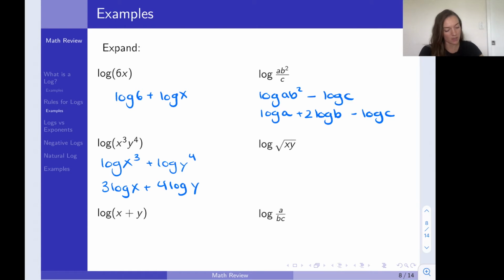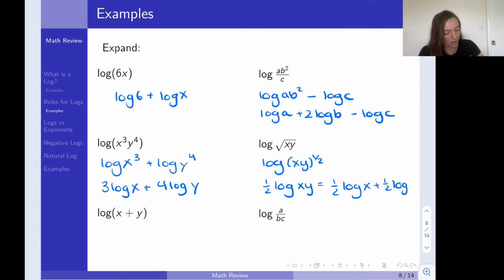Okay, and then the next one, we have log of the square root of x times y. So let's rewrite this as log of xy to the 1/2, because we can rewrite the square root as the power of 1/2. So then I can put the 1/2 in front. So I have 1/2 times log of xy. And then I can expand out the xy and write it as 1/2 log of x plus 1/2 log of y.